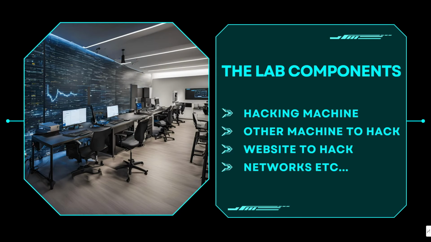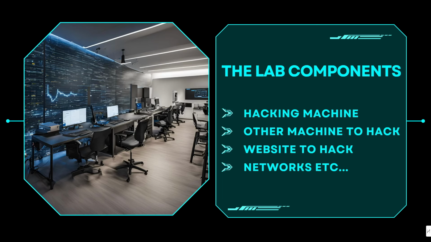The lab components. So, what do you need for your lab? Here is a quick overview of the main components: a hacking machine. This will be your primary tool for conducting pen tests. A target machine. This is the system you will practice hacking on. A website to hack. You can set up a vulnerable web application to test web-based attacks. Networks. You can simulate different network environments to practice network security attacks and defenses.